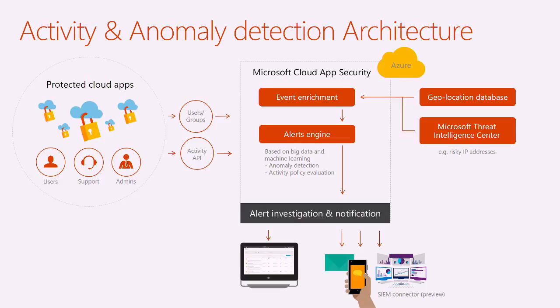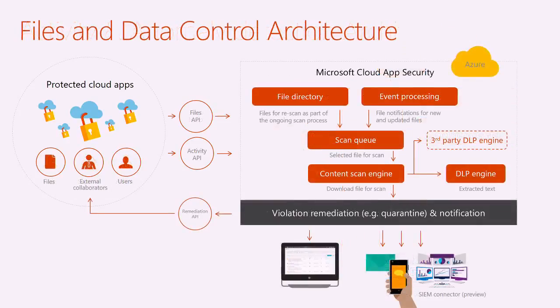And this leverages, obviously, our threat intelligence center, which is risky IP addresses, and a geolocation database. Because with users being located in multiple locations, we want to find out, okay, this user is downloading data from a location that they're not normally at. That could indicate that there's some sort of risk going on there.